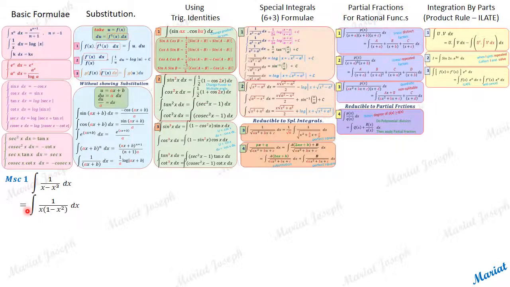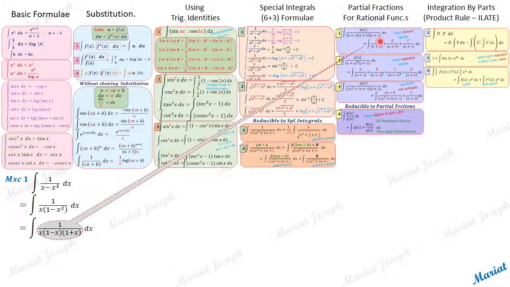Trying to factorize, first of all I'm taking x common, and the factor 1 minus x square can again be factorized into 1 minus x into 1 plus x. Now the denominator, the third degree polynomial, is written in the form of factors. 3 first degree factors, linear factors. Now let's see which type of partial fraction will be suitable for this.